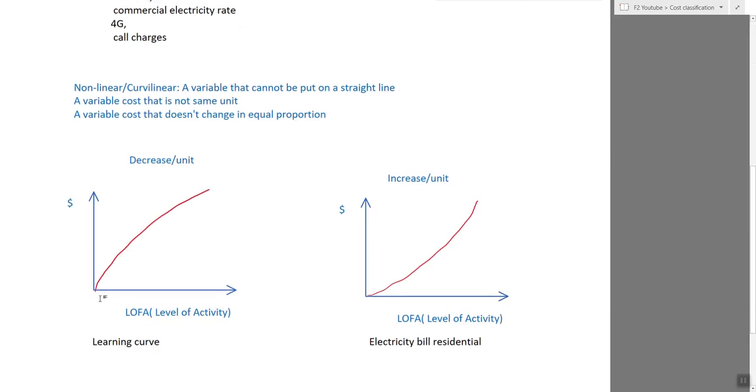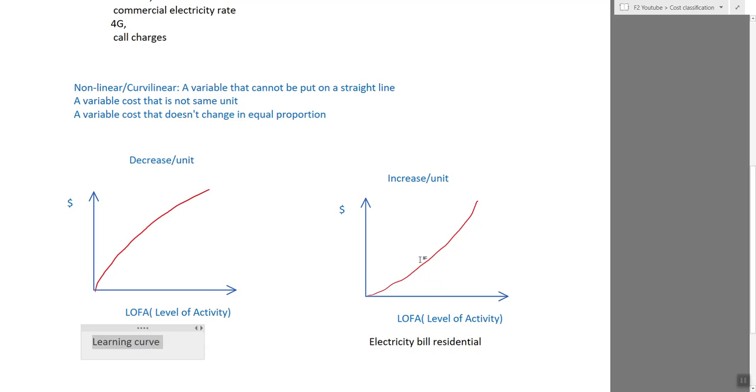But a curvilinear variable cost is a variable cost that doesn't stay the same. It could be either decreasing or increasing. An example of decrease I will give you is the learning curve, something you will study in F5. It is the idea that with time and practice, the time per unit of an employee reduces. The more an employee works, the less and less time he takes. If we are making payment to the employee on a per unit hour basis, then the cost per unit will decrease.